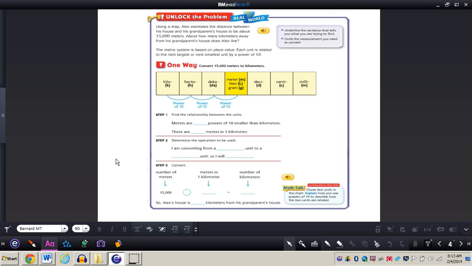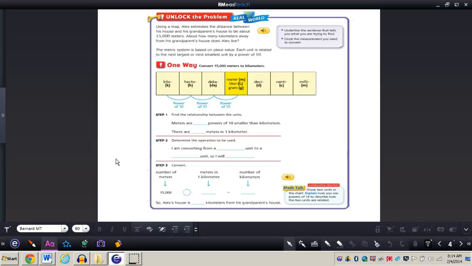Okay, so we are going to unlock this problem. I know I spent a long time explaining the metric units of measurement, but now we are going to take a look at unlocking the problem. So I want you to turn to page 423 in your math books, and we'll work together. It says, using a map, Alex estimates the distance between his house and his grandparents' house to be about 15,000 meters.